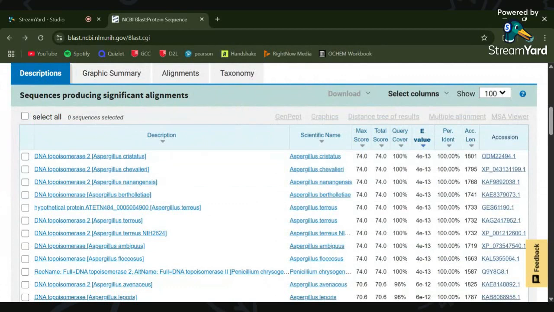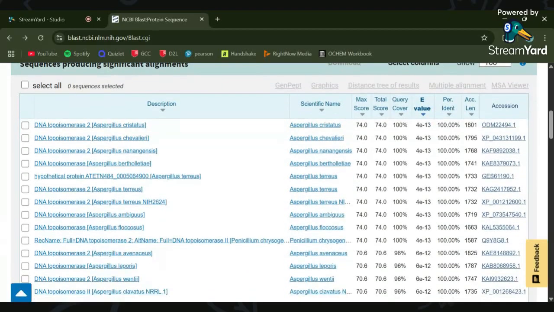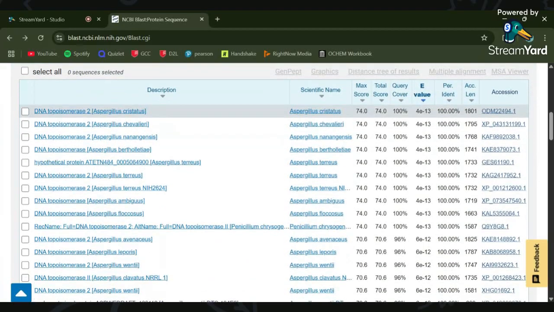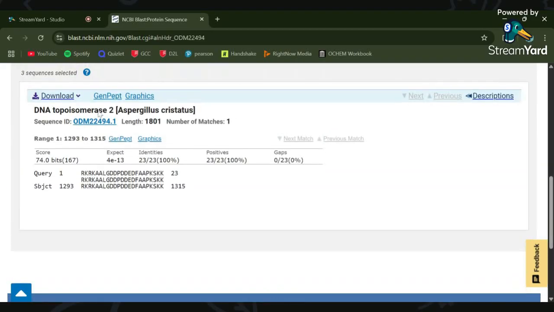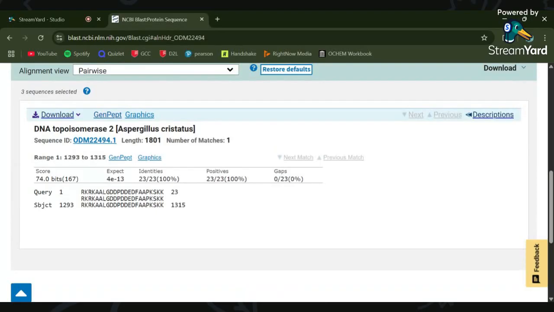To redo it over. I will say this: I am surprised about the length because the human topoisomerase 2 is only 1,500, so this one's a little longer. So let's just look at one of them. Just go ahead and click on that first one, like you have. Okay. And you see, that's 100% match.